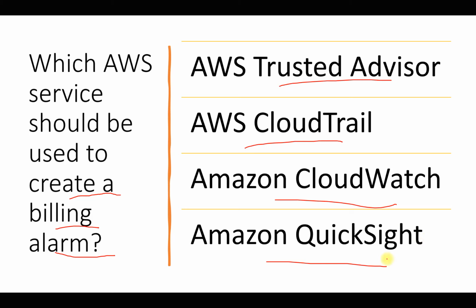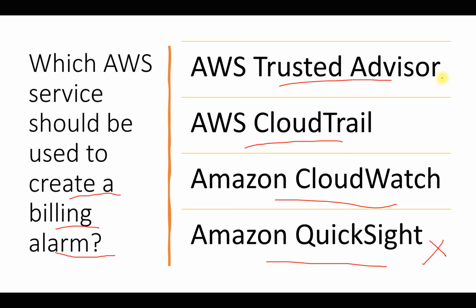Last service we are having is Amazon QuickSight. Amazon QuickSight is actually a cloud-powered BI service, business intelligence service we can say, that makes it easy to deliver insights to everyone in our organization. So it's mainly for representation purposes, so it's not correct.